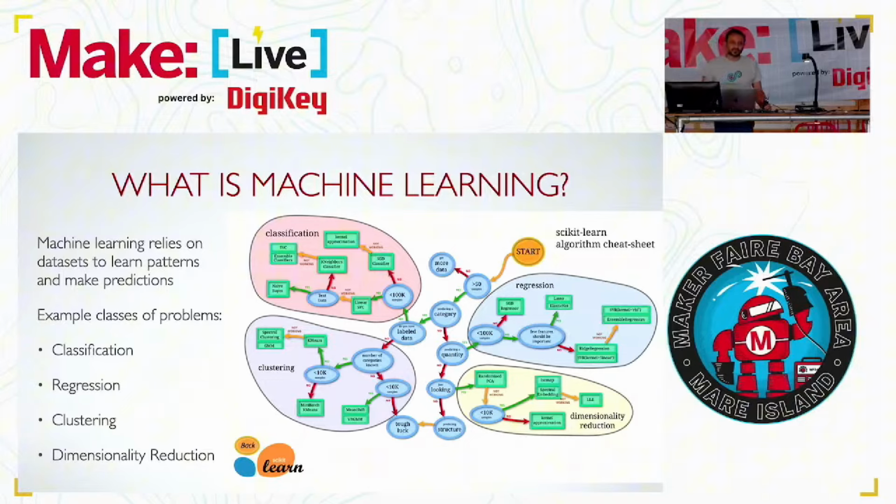So what is machine learning? Machine learning is basically utilizing data sets to learn patterns and make predictions. And there are different classes of problems that can be solved, like classification, wherein you are presenting a set of data and learning to classify it into different buckets, or regression, which is trying to map the data into a straight line or a curved line. And clustering, in which you're trying to figure out patterns in the data. And dimensionality reduction is where you take data and try to figure out which features of it are the most important.